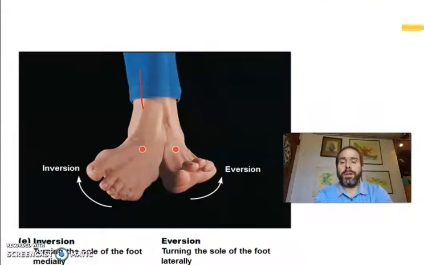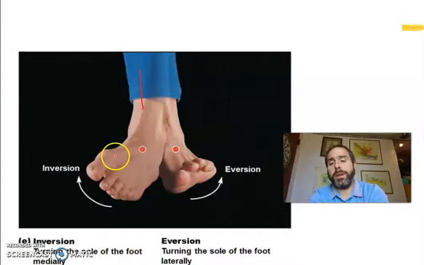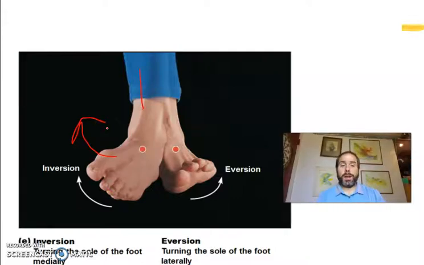Now we have inversion and eversion. Inversion is moving your toe towards the midline, inwards. So people that apparently have pronation problems running, they actually have an inversion problem. But for some reason, all the running shops call it pronation. All the running magazines call it pronation. I can't win, can I? Eversion is going the opposite direction.